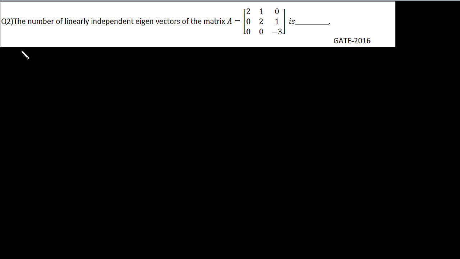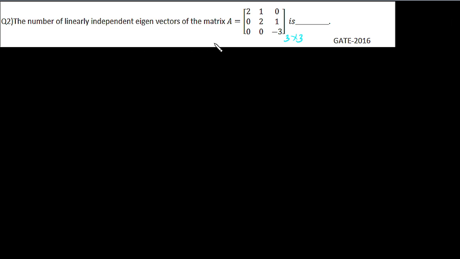Okay, let's move on to question number 2. Question 2 asks for the number of linearly independent eigenvectors of a matrix A. We are given a 3 cross 3 matrix A, and if you look at this matrix, you observe it is just an upper triangular matrix, because all the entries below the diagonal are 0. Whether the matrix is upper or lower triangular, its diagonal entries are its eigenvalues.